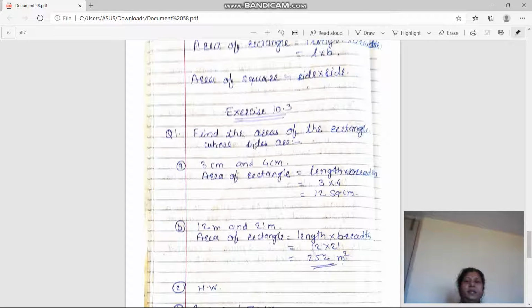Find the areas of the rectangle whose sides are 3 centimeter and 4 centimeter. So area of rectangle is equal to length multiplied by breadth. So 3 into 4, 3 fours are 12, 12 square centimeter. Okay, now next. B, 12 meter, 21 meter. So area of rectangle is equal to length into breadth. So 12 multiplied by 21. What will we get? 252 square meter. Okay. So the next example you have to take as homework.